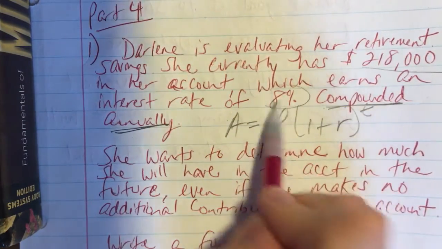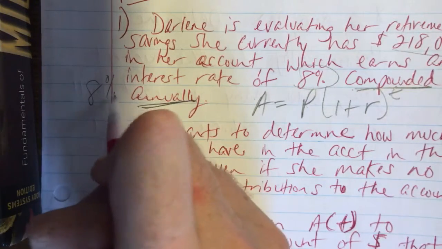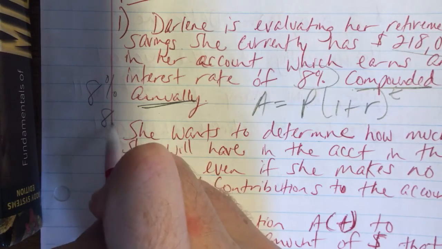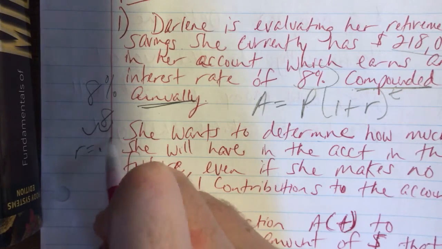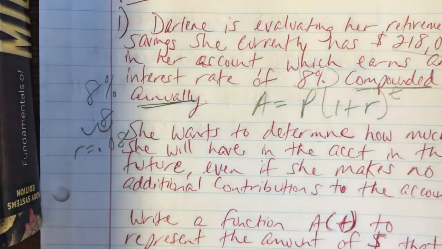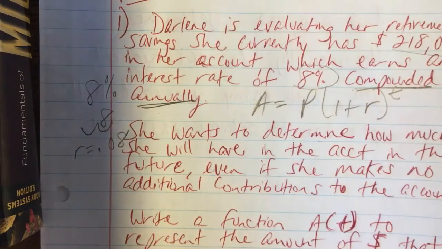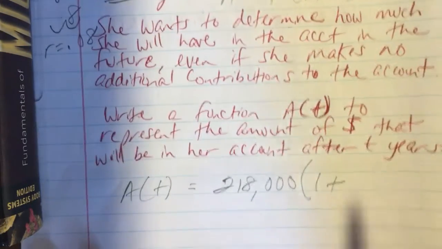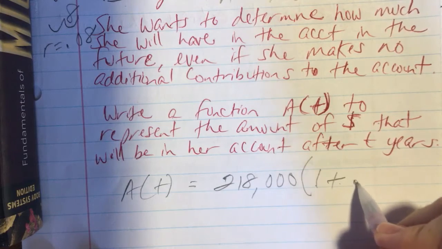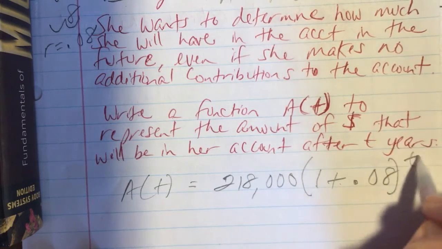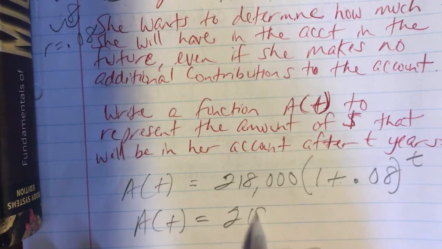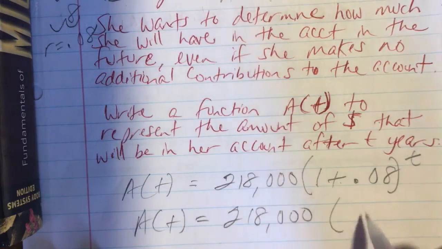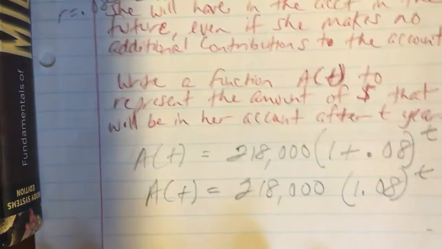Well, it was an 8% rate, and we have to make that a decimal. To make it a decimal, we move the decimal point 2 places to the left. The R value would be 0.08. 0.8 would be 80%, so we would like it to be 0.08, which is 8%. 1 plus R, which is 0.08, and this is raised to the T power. The one thing that we would do is condense what's in parentheses and make this 1.08 raised to the T power.